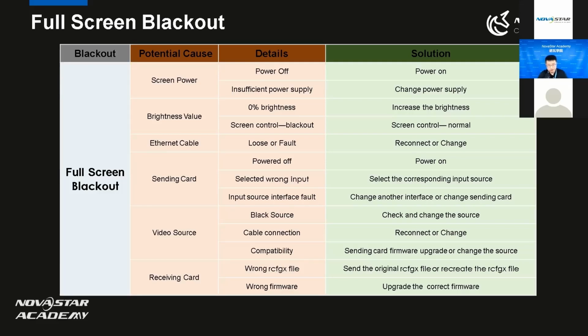The second one is video source. For video source level, you may need to check your graphic card to see if it is set to black. In this case, you may need to check if the graphic card is set in a good mode, or try to change the video source, try to change a computer, and then try to check the cable connection. You can reconnect or change a video cable, HDMI cable, DVI cable, SDI cable.